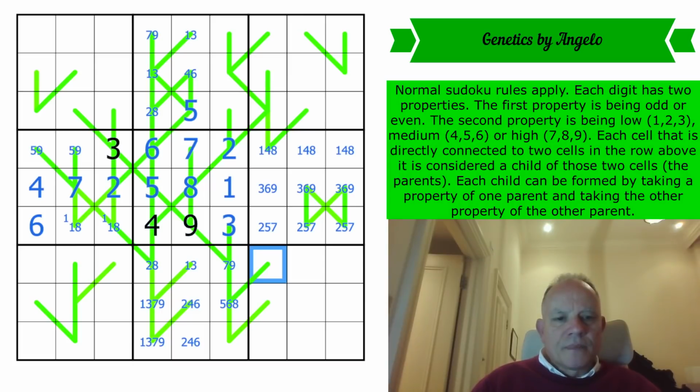I'm still avoiding this separate family tree. This one's done nothing for me. Right, let's have a look here. 2. What is 2 the child of?